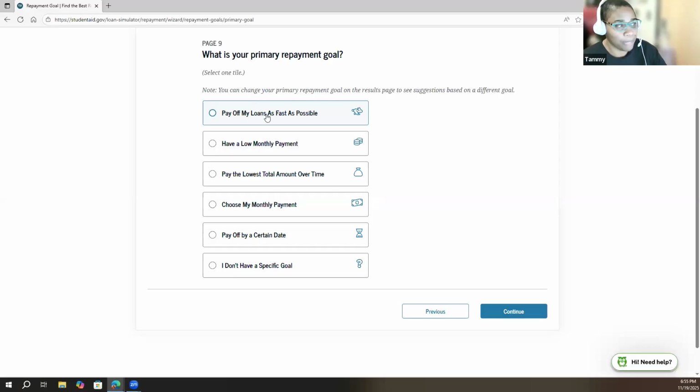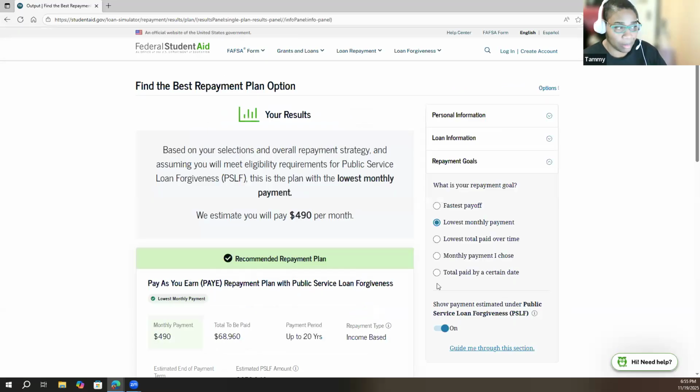What is your primary repayment goal? Pay off as fast as possible, have a low monthly payment, pay the lowest total amount over time, choose my monthly payment, pay off by a certain date, or I don't have a specific goal. Because if I'm going for public service loan forgiveness, I want to go for the lowest monthly payment, okay, while I work my way to those 10 years of repayment.